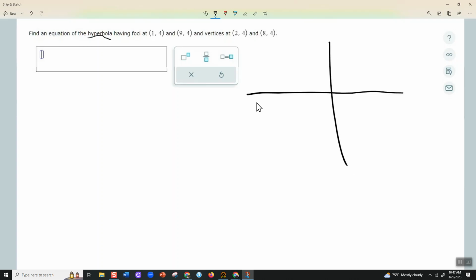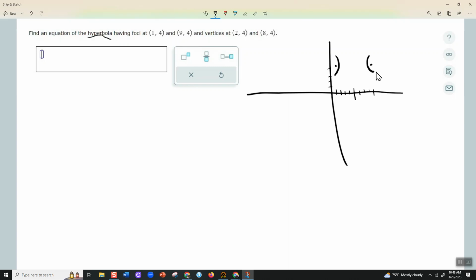Where are the axes? Well, I've got foci at 1, 4. So here's 1, 2, 3, 4. Foci are going the direction of where the hyperbola is open, and 9, 4. So here's 1, 2, 3, 4, 5, 6, 7, 8, 9, 4. And the vertices are at 2, 4. So right here, that means it's going to be opening like that, and 8, 4 will be opening like that.